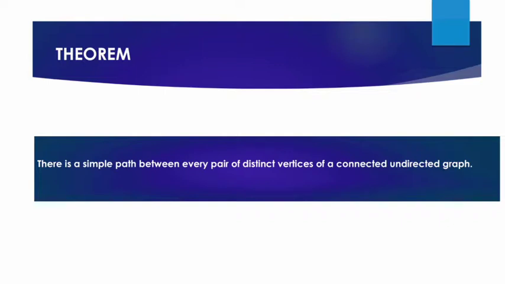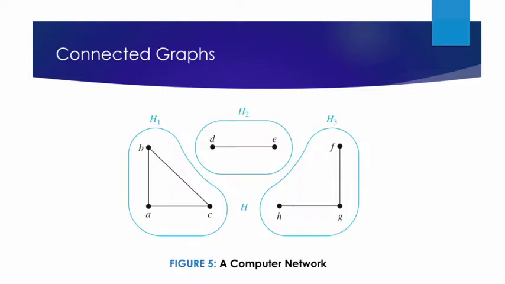So let us take one more definition to understand the meaning of connected graphs. A connected component of a graph G is a connected subgraph of G that is not a proper subgraph of another connected subgraph of G. So a graph G that is not connected has two or more connected components that are disjoint and have G as their union.